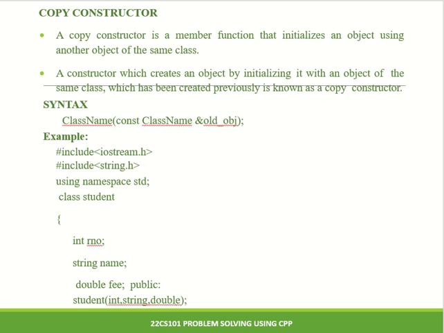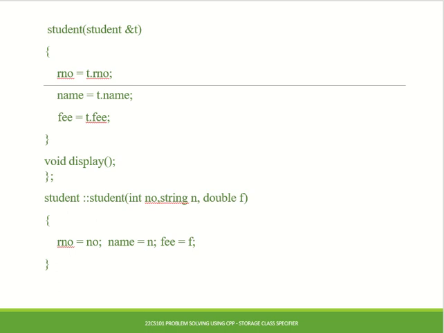We are having the header files, then using namespace, then class Student. Here int rollno, string name, double fee. Three variables we are using, register number, name, and fee. So we are defining the constructor, that is Student(int, string, double). Then what we are going to do is, here we are passing it not as an argument but as an object. So Student(Student &t). So here rno is equal to t.rno, name equal to t.name, then fee equal to t.fee. So using this object we are assigning over here.